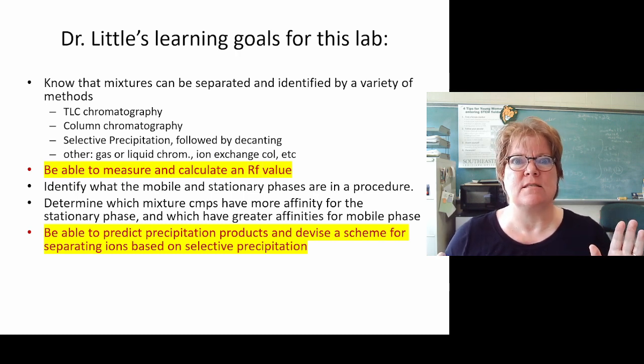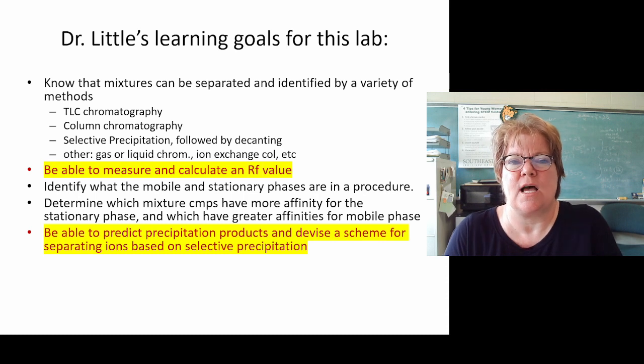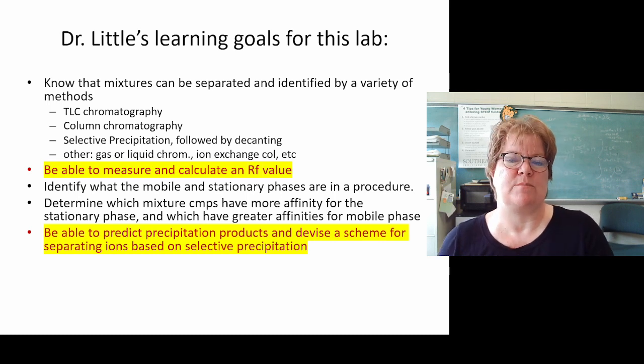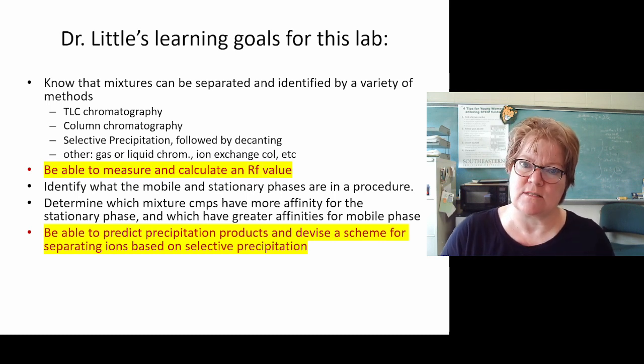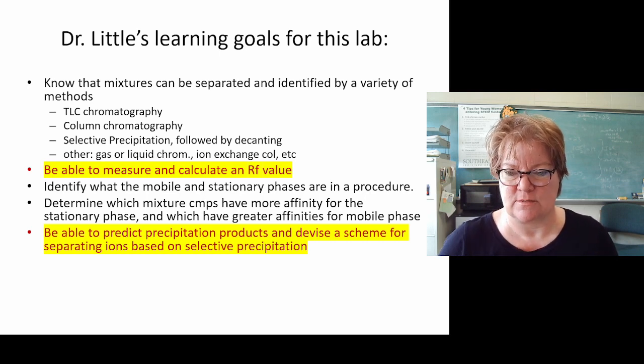The other thing is the selective precipitation. How do you design a scheme, and how do you figure out stoichiometrically how much of the reagent you need to fully precipitate out the ion, which depends on the scheme? So let's go through a couple examples.